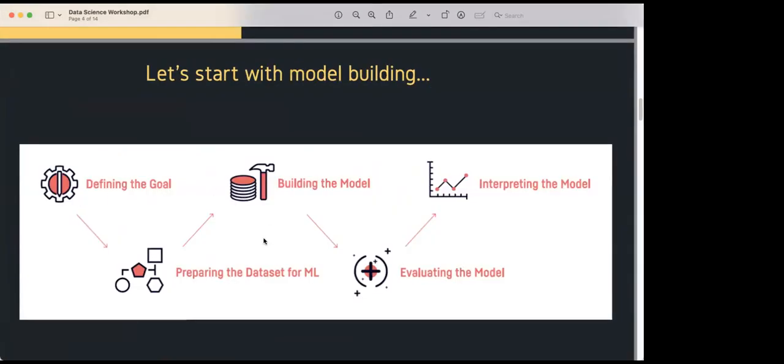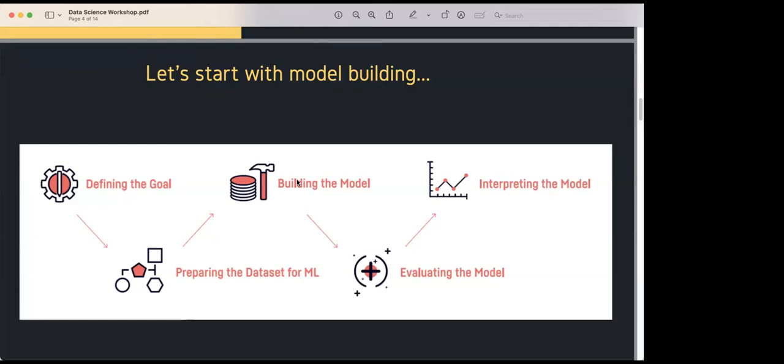Can you explain defining the goals, building the model and interpreting the model? What is interpreting? Interpretation is basically understanding what the model is doing, or how it is understanding my data. Let's say you built a random forest model, or let's say you built an XGBoost model. You got the accuracy, the precision, all the metrics, but your job is not done. At the end of the day, you have to see how well my model understood the patterns of the data.